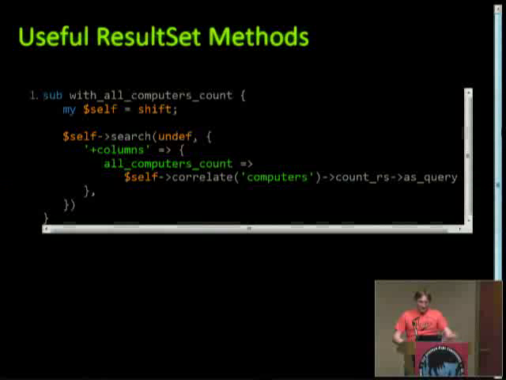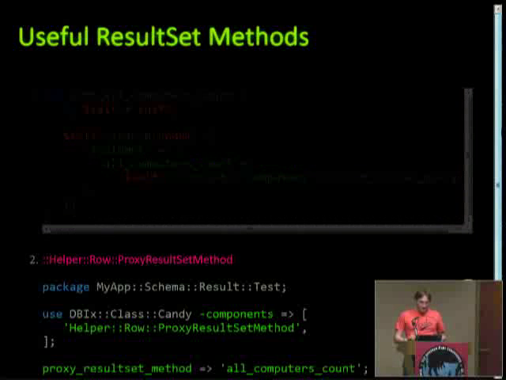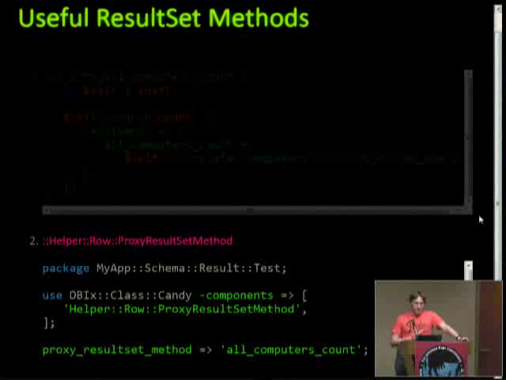I don't know why I lost my syntax highlighting. Anyway, so the method name should be obvious. Basically, you're saying, I want to select this thing and include the column counts. Then, if you use this new helper called row proxy result set method, you get that in your row. So you can call all computers count, and it will either go to the result set and call it again, or directly use it from when you called with all computers count previously. So the point is, it's very efficient if you've already called with all computers count. Otherwise, it'll go to the database and get it for you.